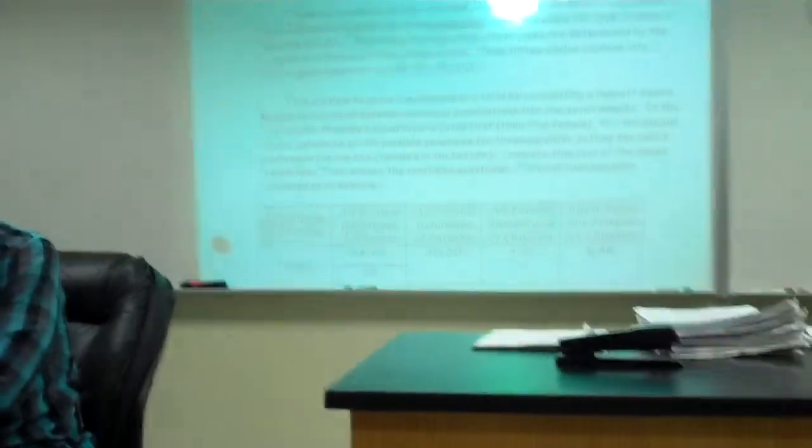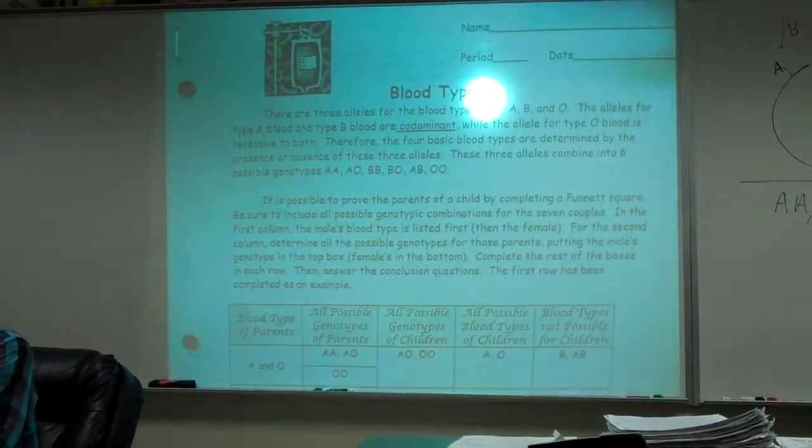There's three alleles for the blood type gene, A, B, and O. So they call it the ABO blood system. The alleles for type A blood and type B blood are codominant, while the allele for type O blood is recessive to both. Therefore, there's four basic types of blood that are determined by the presence or absence of these alleles. These three alleles combine into 6 possible genotypes. So we've kind of already done this before.